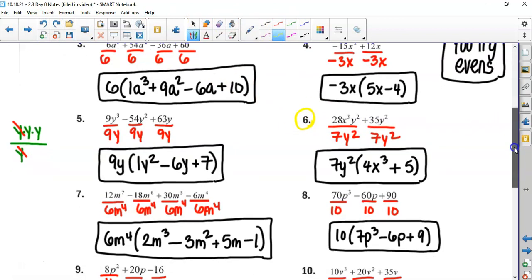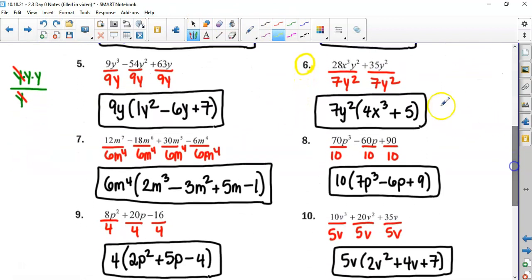So remember to always look at those one at a time. After I decided that 7 was the numerical value I could factor out, this term has x cubed. This term does not have any x component to it, so we are not able to factor out any x's. I've got y squared present in each term, so I can factor out y squared, and here's our result.